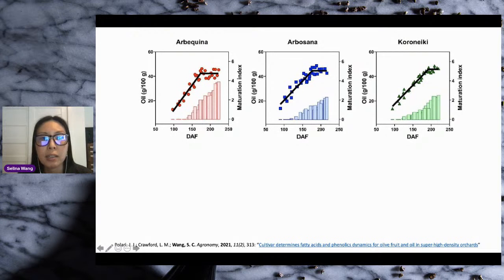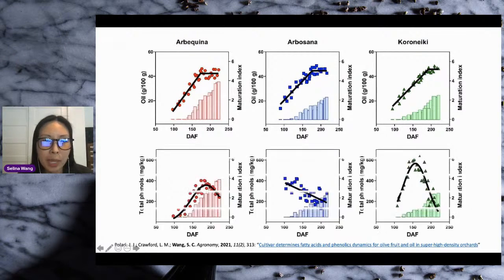But oil content is not the only thing that we want to care about. We also care about the phenolics that are related to health, and also the flavor of the oil. And as you can see, the trend is clear, but it's not consistent amongst the 3 different cultivars. They usually go up and then come back down. So if you want to maximize phenolics content in the oil, you want to harvest at the time where it peaks. And you can see it's different for Arbequina, Arbosana, and Koroneiki.